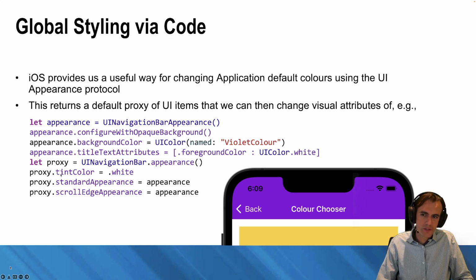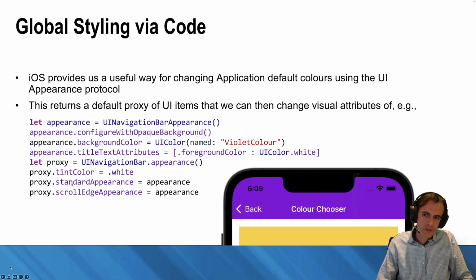Next, we ask UI navigation bar, not an instance, but just the class itself, for its appearance proxy. And to that, we can set the tint color, which is responsible for doing the back button color, which is not something you can do through the navigation bar appearance object. And then we pass it the appearance object that we've modified. And we have to do this twice.